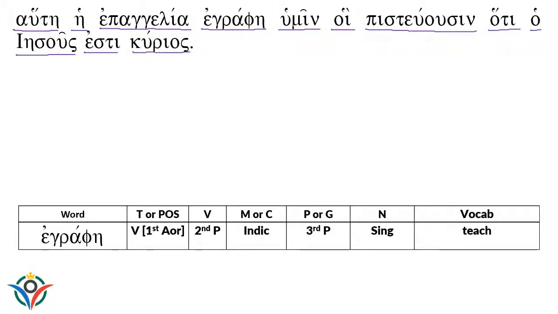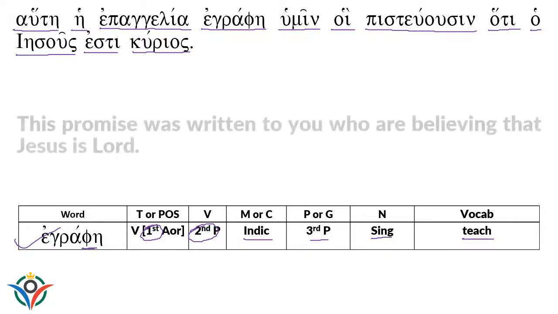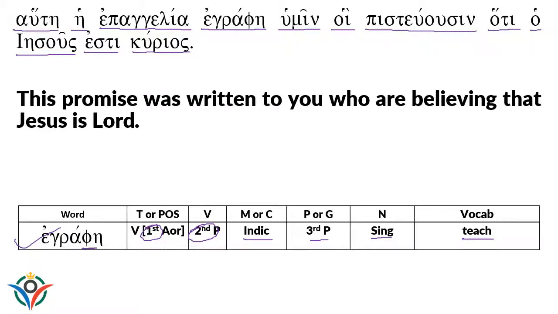First, we have egraphe, which is a verb, and it's a first aorist because there's no stem change, but it's a second passive. Why? Because of the presence of the phi. It's indicative, third person singular. It comes from grapho, which means "write." Right, so once again, I've done the translation for us, and then I'll make some observations about the text. So it reads as, this promise was written to you who are believing that Jesus is Lord.